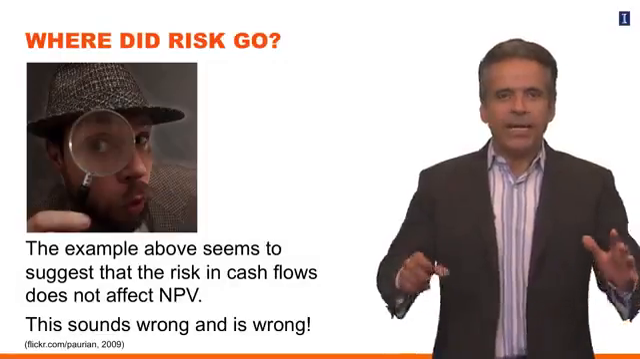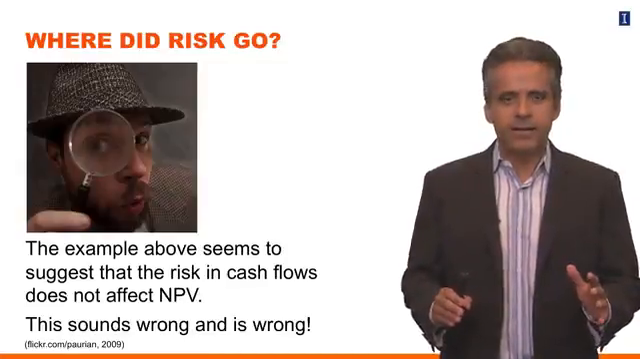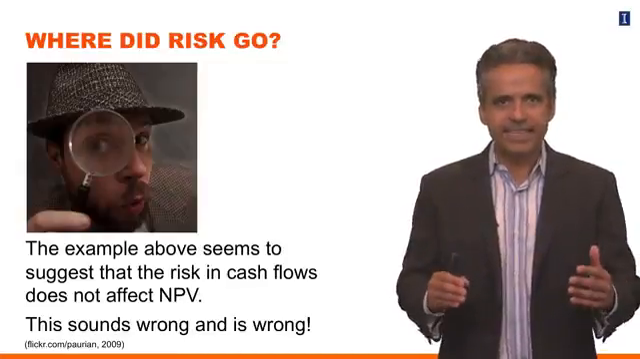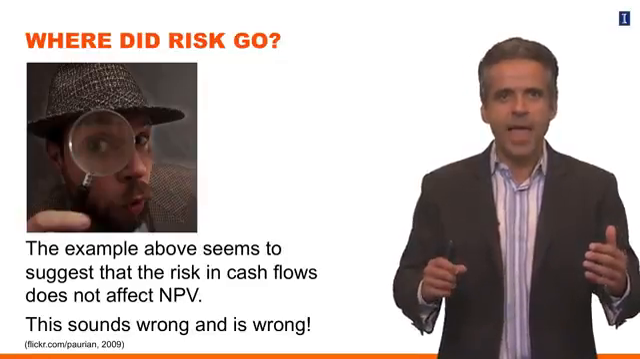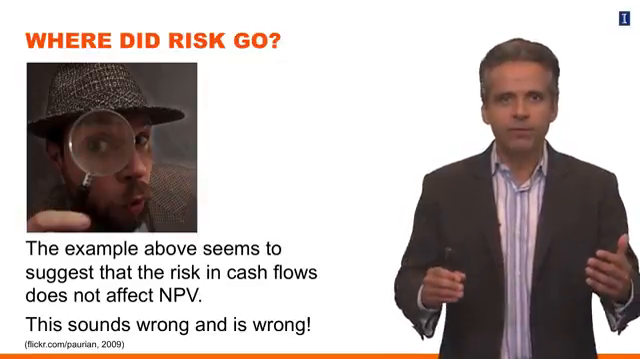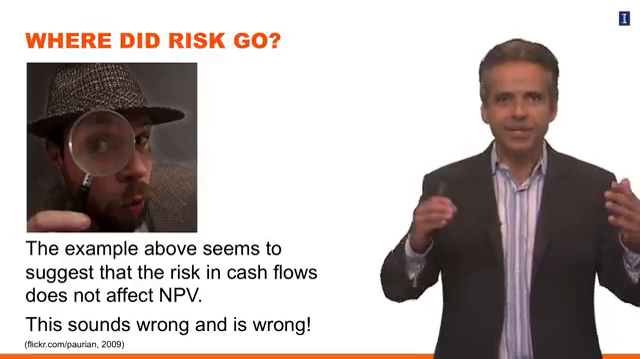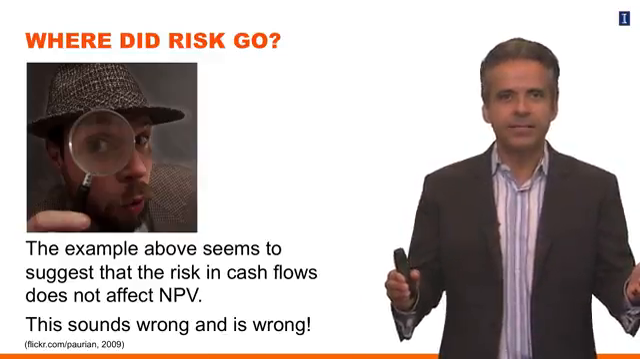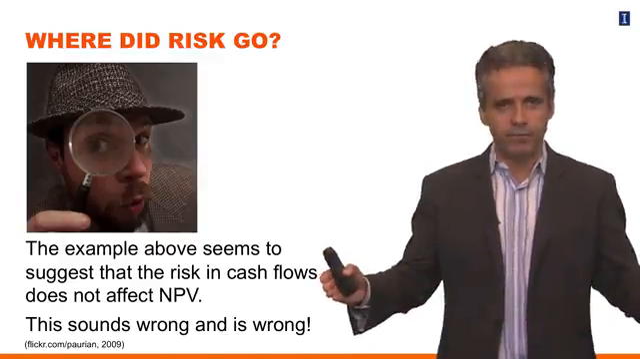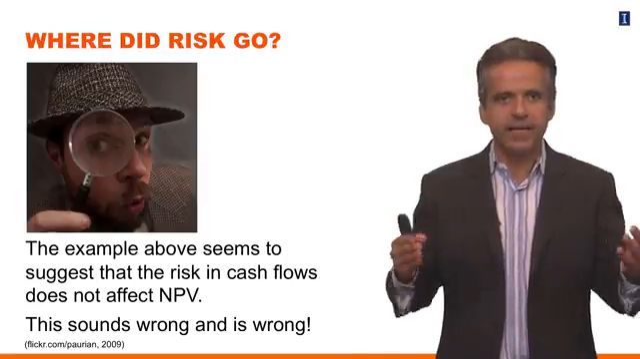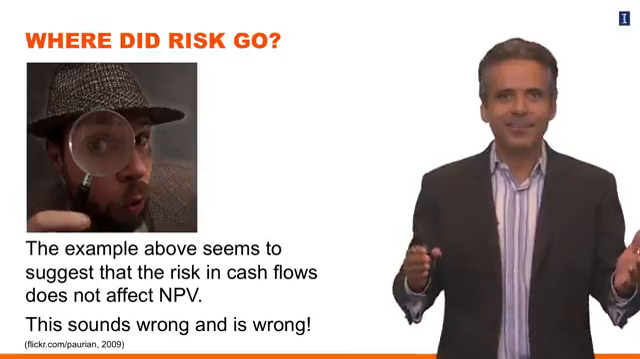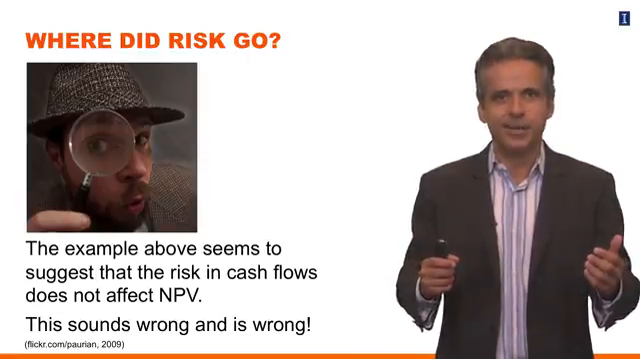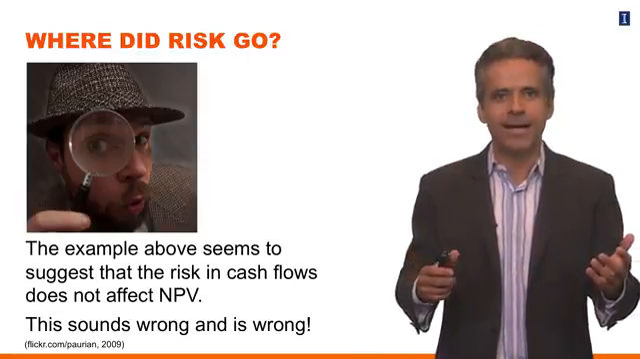Now we have to talk a little bit more about risk, okay? We've just done our sensitivity analysis, right? And it might seem to some of you that the example we just solved suggests that risk is actually not changing the NPV, right? We laid down the risk in the sales of the company, but in the end we decided that the NPV is still the same, right? So it might seem a bit strange, you know, where did risk go, right?